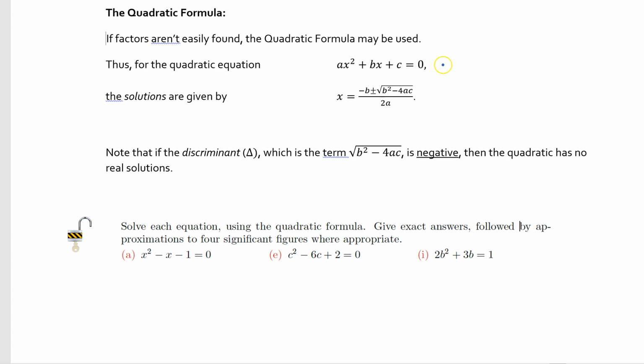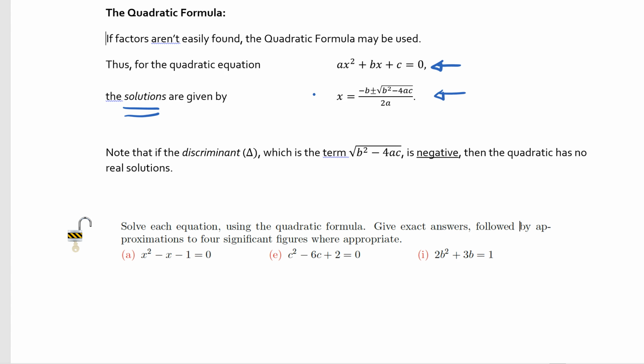So if we have this quadratic equation, the solutions to the quadratic equation are given by the quadratic formula here, which you've seen before. So notice that this is not giving us factors, this is giving us the solution straight up.